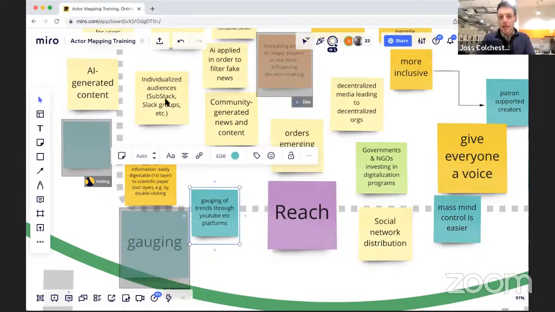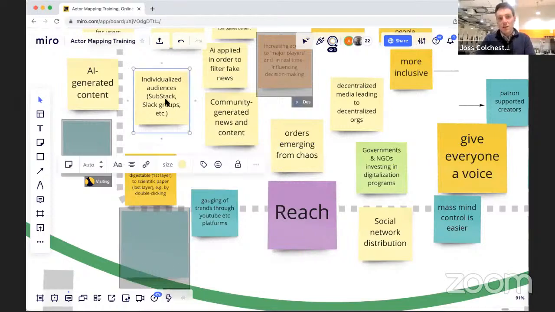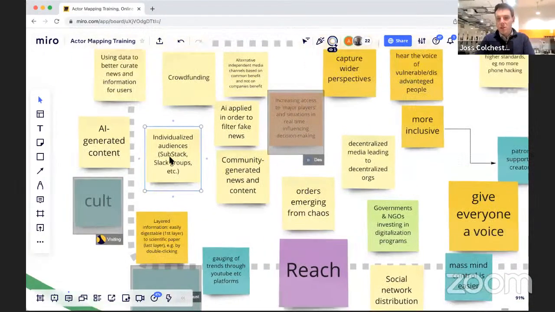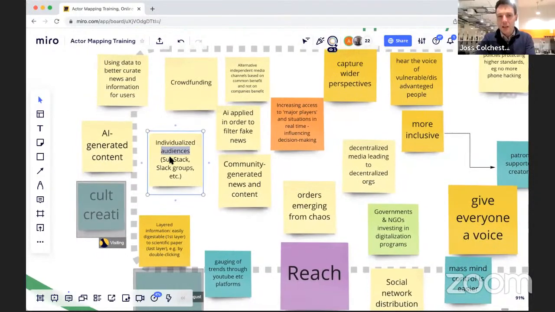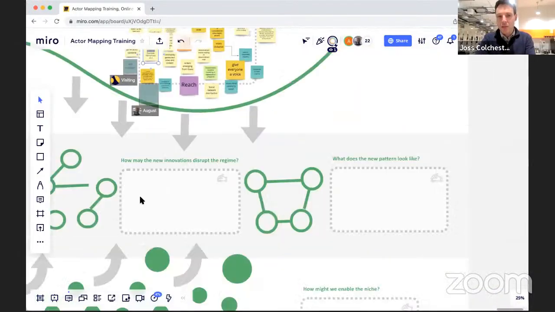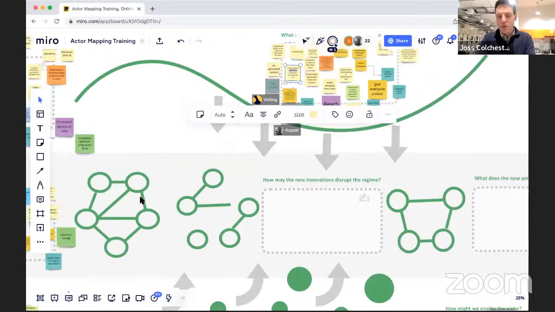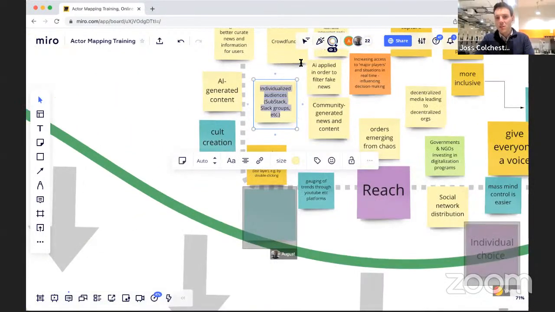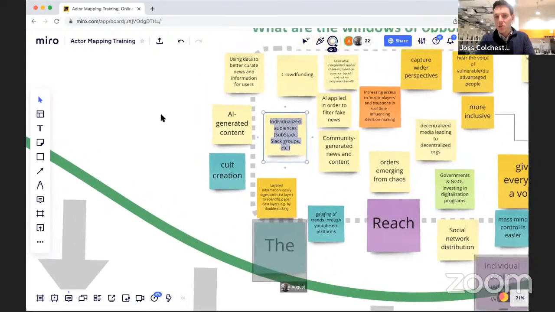Yeah. Individualized audiences, Substack, Slack groups. Yeah, we can have new kinds of conversations, can't we? We could never really properly have those down here in the media ones. We got invited every now and then to contribute our little bit here and there, but we didn't really get to have these kinds of conversations and form these communities that we can on Slack and so forth. That potentially is hugely disruptive.